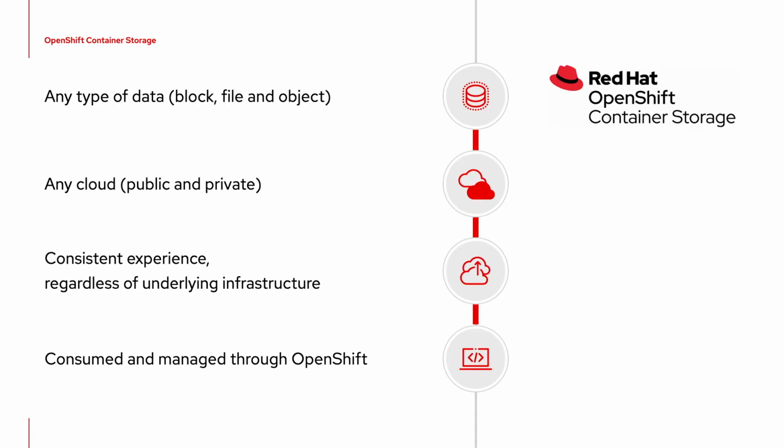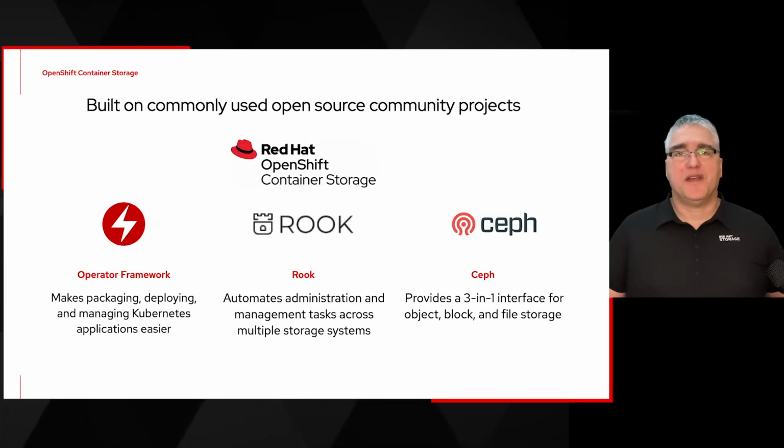Let's zoom into Red Hat OpenShift Container Storage. Red Hat OpenShift Container Storage can serve any type of data. It can be block storage, file, or object, all within the same product. It can run on any cloud, public and private cloud, and of course also on-prem. It is a consistent experience, regardless of the underlying infrastructure. So wherever you use it, the administrator and user experience is the same, and it's all consumed and managed through OpenShift.